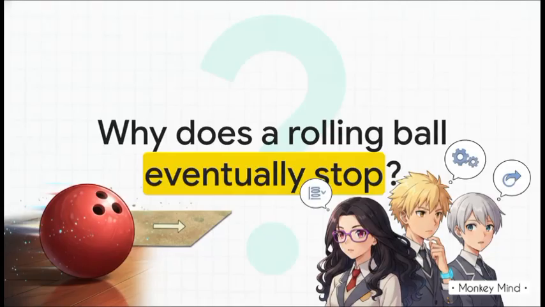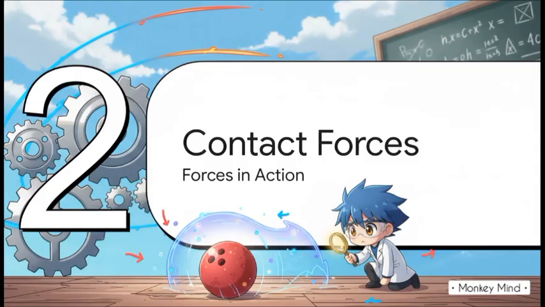Okay, before we move on, quick pop quiz. You'll probably see something like this on the test. If literally no one stops a rolling ball, why does it eventually stop moving on its own? I mean, it looks like no force is acting on it, right? But remember, we just established that a force is completely required to change an object's speed. To figure out what's going on there, let's jump to Section 2, Contact Forces in Action.